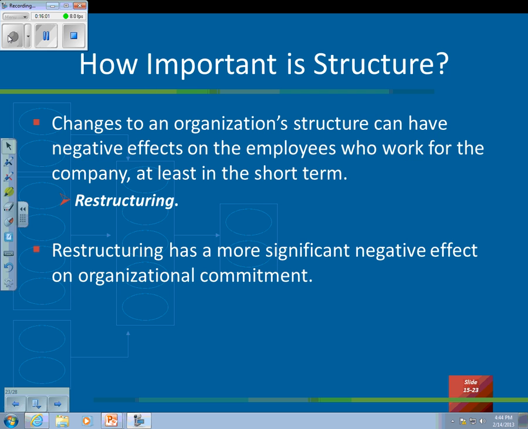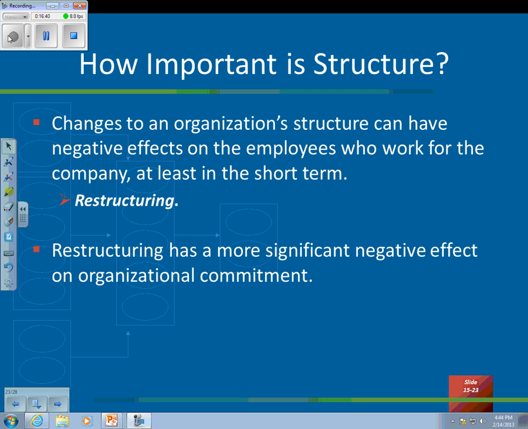So you might ask, how important is structure? And I think it's important to remember that changes to an organization structure can have some negative effects. When we talk about restructuring, sometimes we're trying to simplify the structure. Sometimes we're trying to lower our overhead. Sometimes we're trying to reduce duplication. Sometimes we have decided to outsource. So we might be motivated for a number of reasons.